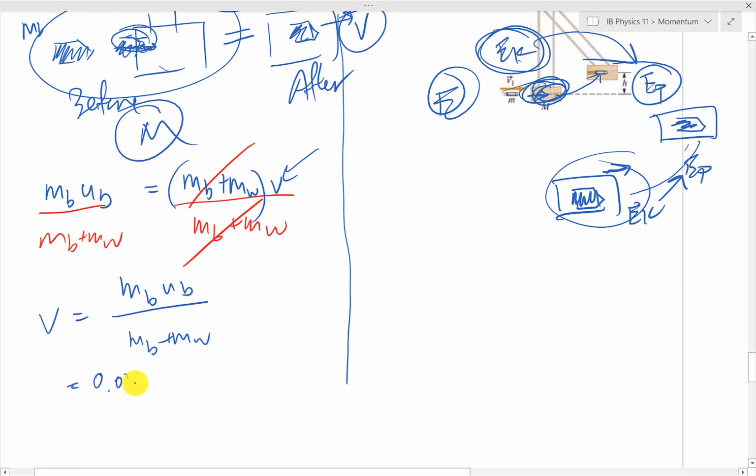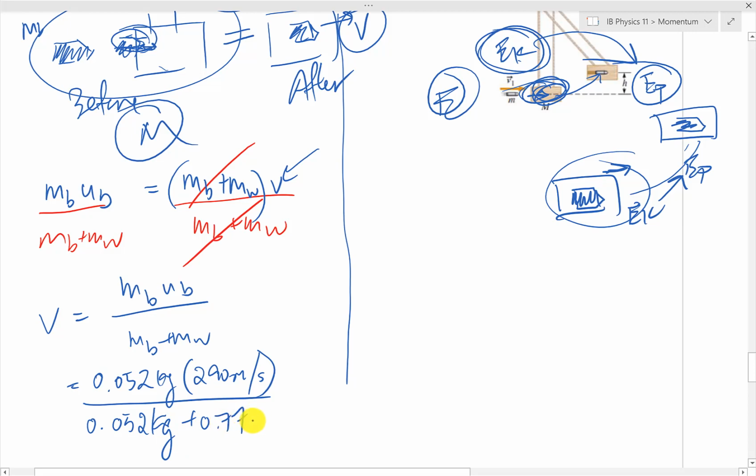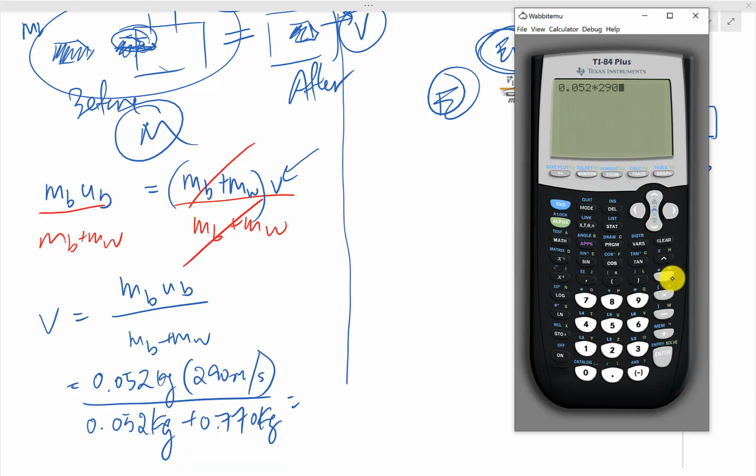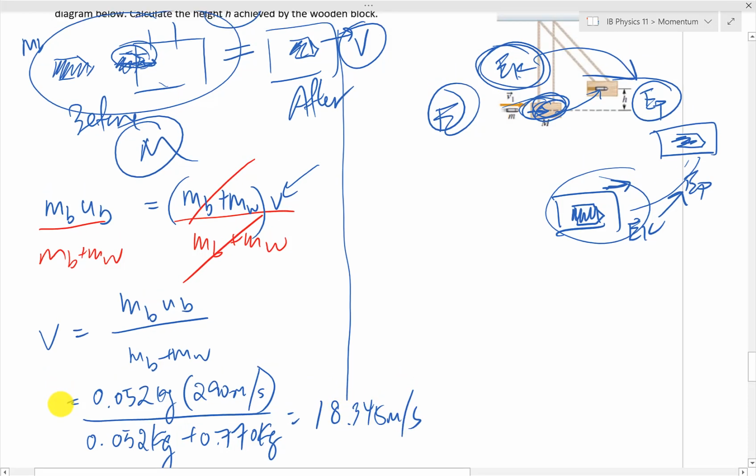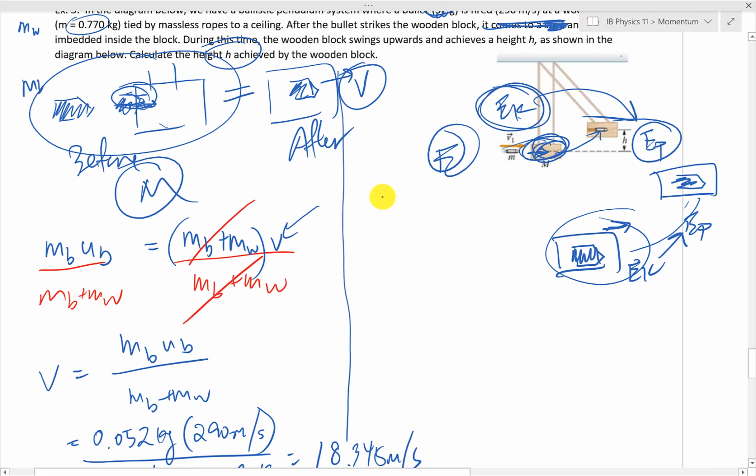So 0.052 kilograms times the speed of velocity, which is 290 meters per second. And on the bottom we have the mass of our bullet plus the mass of our wooden block, and putting all of that into our calculator, we get 18.345, which we're going to need to save all those digits, 345, because we're going to need that velocity in our second part, in which all this kinetic energy is going to be converted to potential.